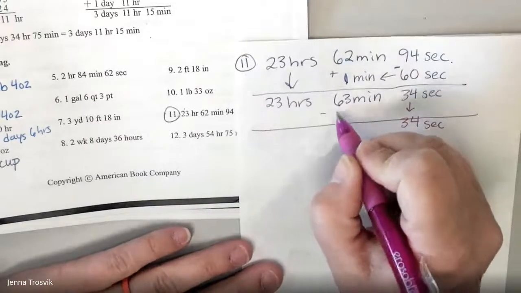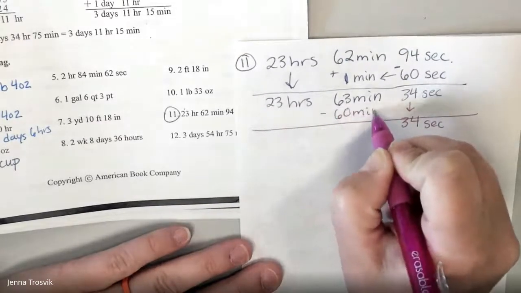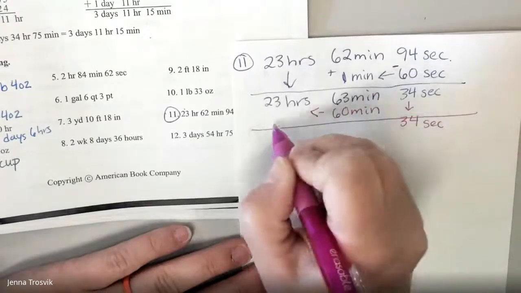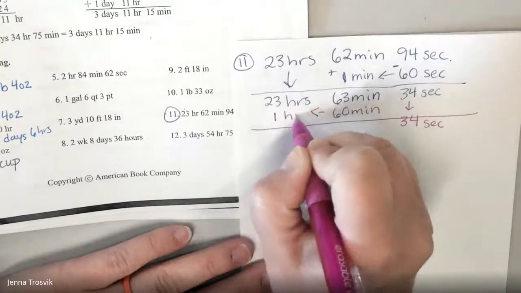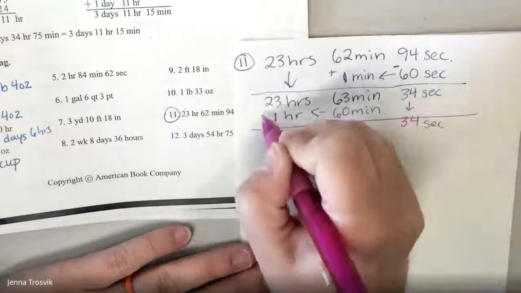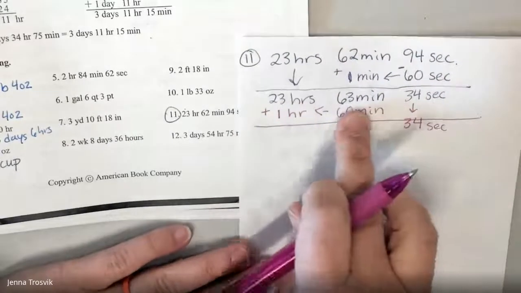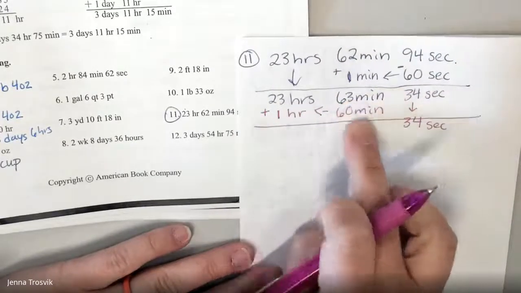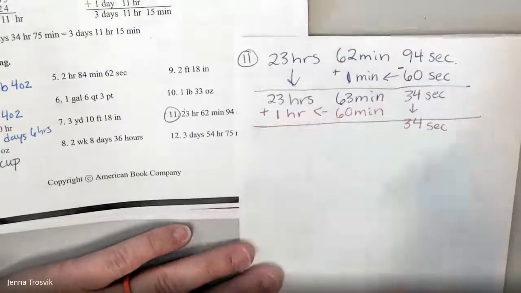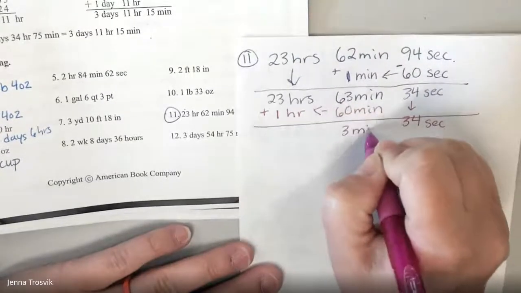And I can take 60 minutes away now because I know that that 60 minutes is going to turn into a whole hour. So 60 minutes, I'm going to add an hour by taking 60 minutes from the 63 that I have. I get to add an hour over here. That leaves me with 3 minutes.